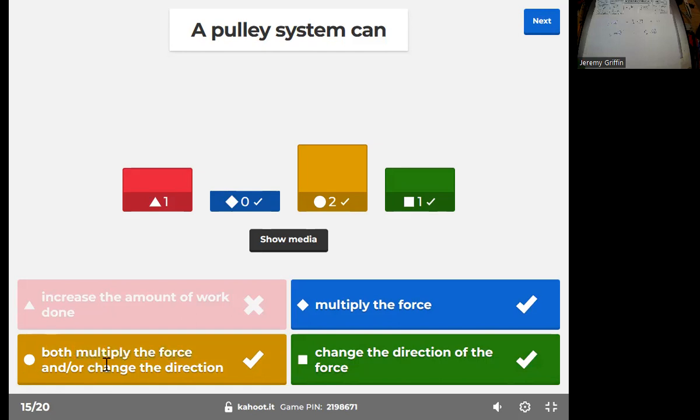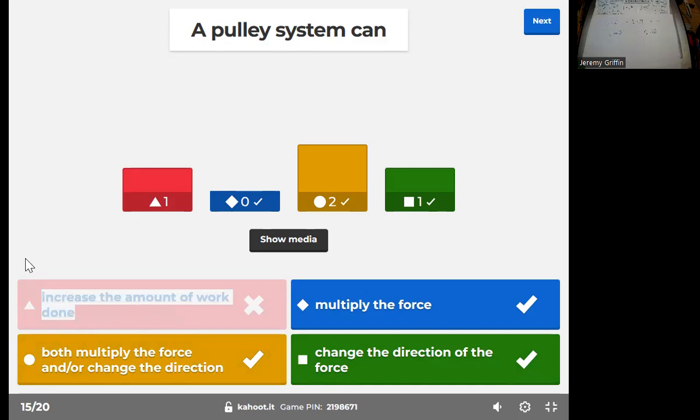Of course, you can also change the direction. That works too. Change the direction with the pulley system. So you can pull down and it moves up, or you can pull sideways and it moves up. So, okay. What you cannot do with the pulley system is increase the amount of energy in the system or in the universe, right?